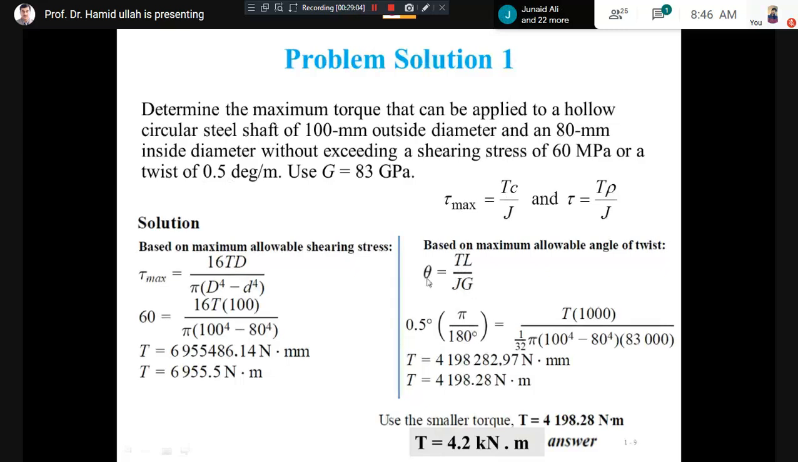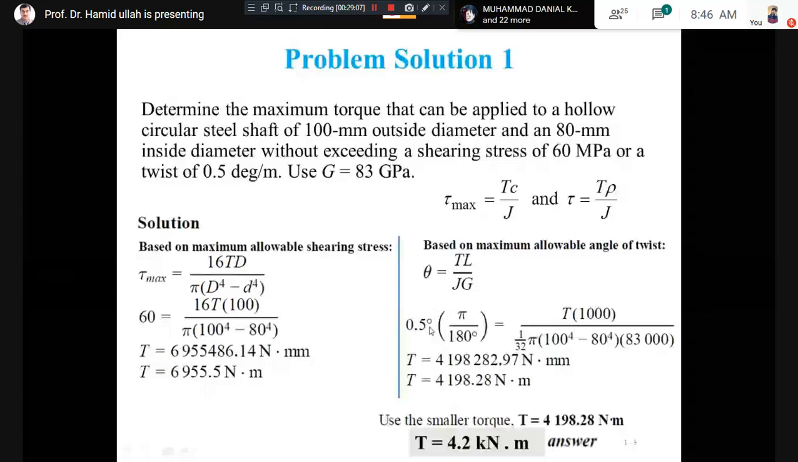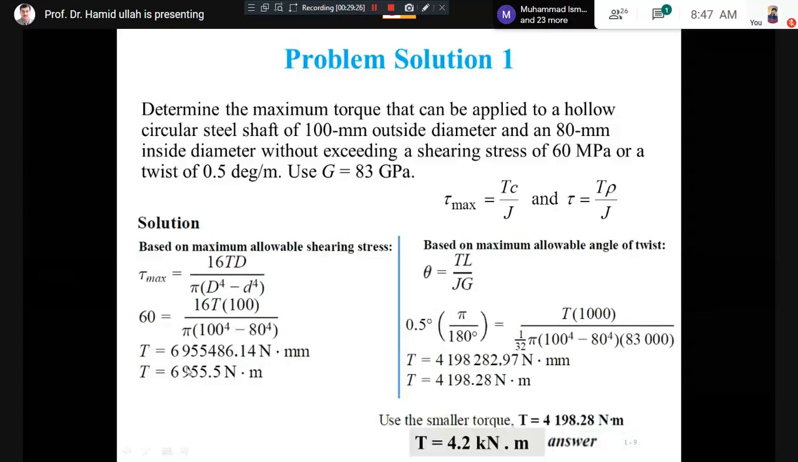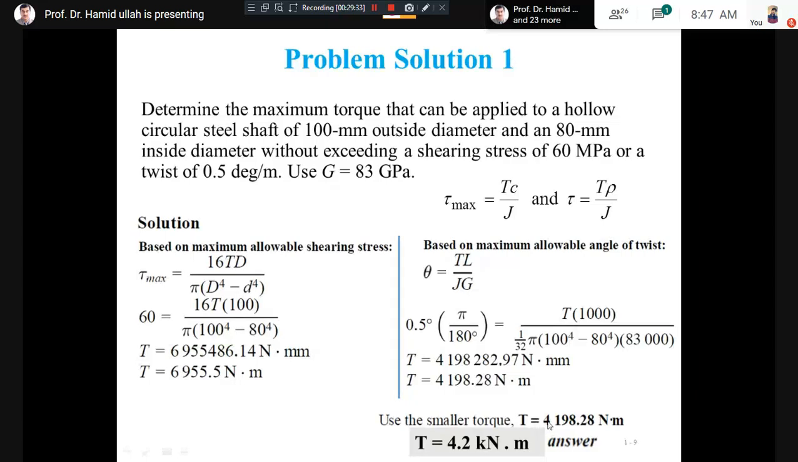Two values you will get, and you will compare. Here you apply this formula and you get torque equal to this much. Here you apply the formula for angle of twist and you get this value. When you compare the two values, in one case it is 900 something, and in the other case it is 4000 something. It is only one shaft, and for that one shaft, the best value of torque will be the safe value of torque. So this will be the answer.